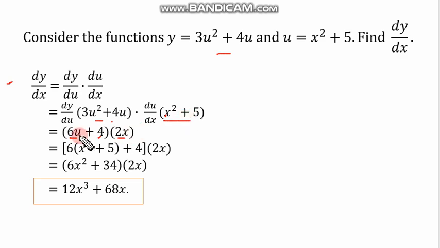Now, the u here, we will get it back to its original value, which is x squared plus 5. So 6 times (x squared plus 5) plus 4, times 2x. So that's 6x squared plus 34. And then times 2x, so the final answer is 12x cubed plus 68x.